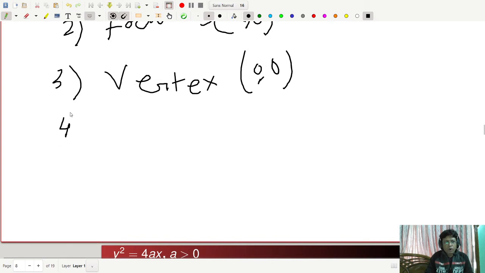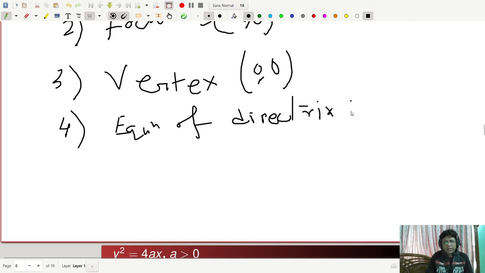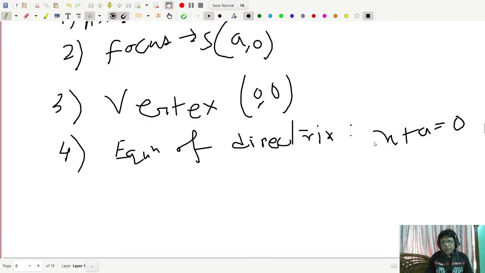And number four, the equation of the directrix. If you write the equation of the directrix, you have only one directrix. In case of an ellipse, you will find there are two directrices. So the equation of the directrix is x plus a equal to 0. Why is this x plus a equal to 0?